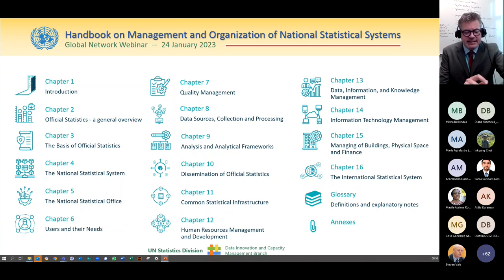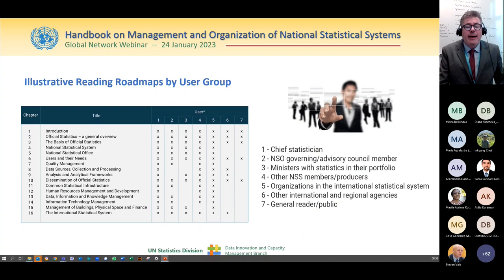And then the international statistical system, the interrelation between the national statistical system and the international one, the international organizations. We have a glossary, and I would invite you to read this glossary. I think it's very, very useful, with definitions and explanatory notes, and then a certain number of annexes.